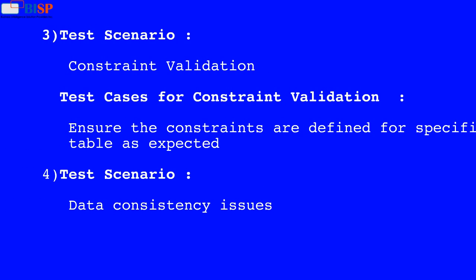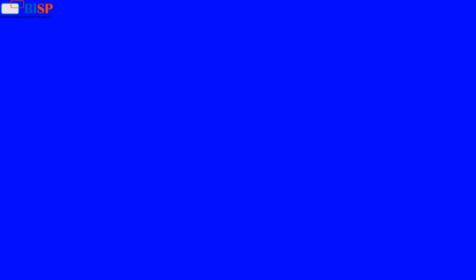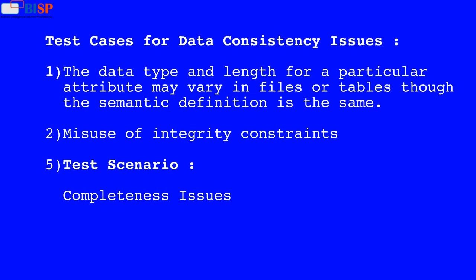3. Test scenario: constraint validation. Test cases for constraint validation. Ensure the constraints are defined for a specific table as expected. 4. Test scenario: data consistency issues. Test cases for data consistency issues. 1. The data type and length for a particular attribute may vary in files or tables, though the semantic definition is the same. 2. Misuse of integrity constraints.